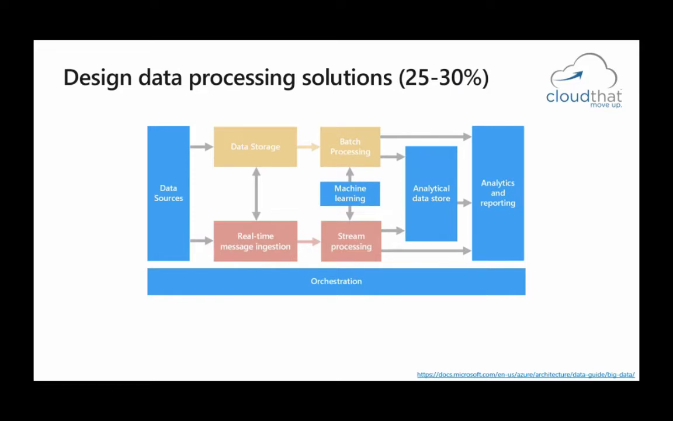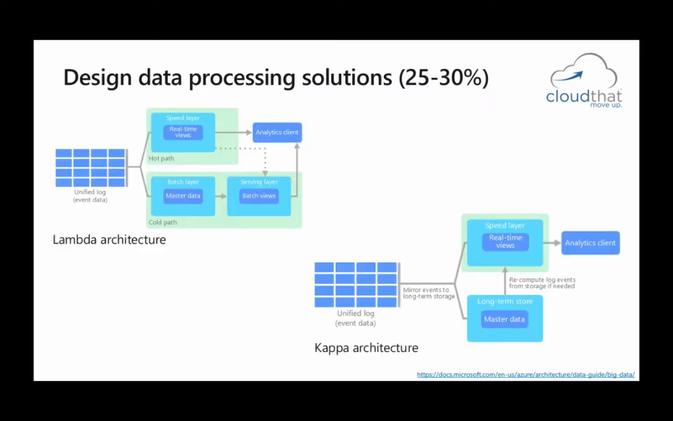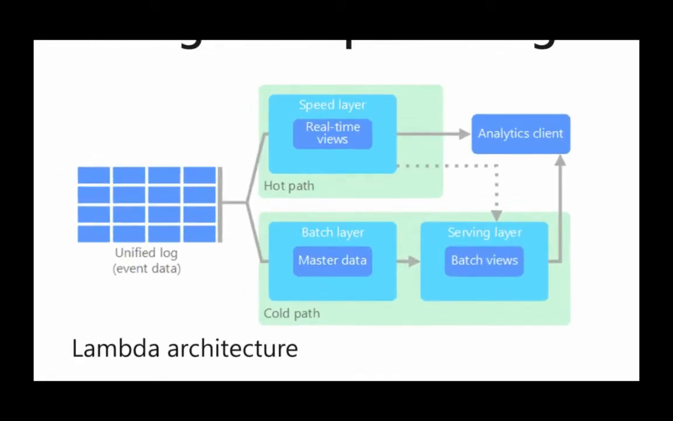Let's see what are the two major architectures used with respect to data processing solutions. The first type of architecture is your Lambda architecture, which more or less consists of two types of paths. The first one is the hot path, which includes the speed layer where your real-time views will be in place to analyze the data in real time, and that is then sent to the analytics client.